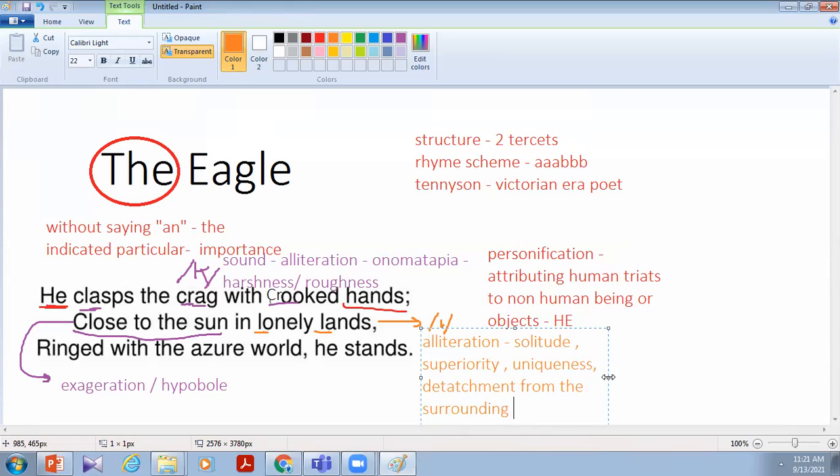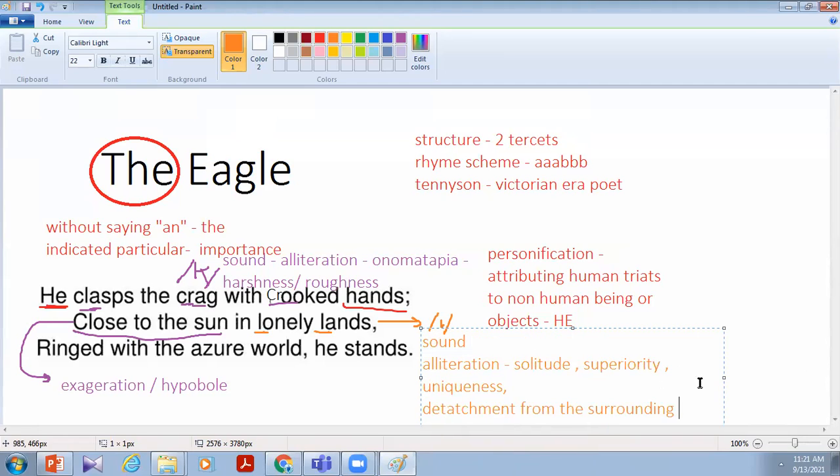You can write down these points, okay? That is exactly why I'm typing this, so that you won't miss anything, right? So that's what lonely lands indicates. Then you have ringed with the edge of world.